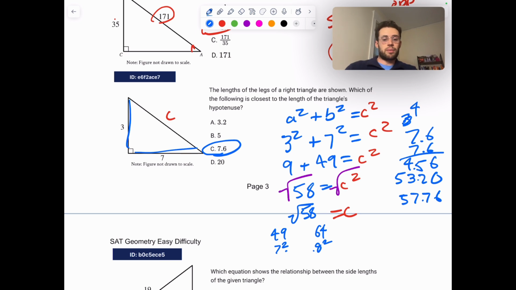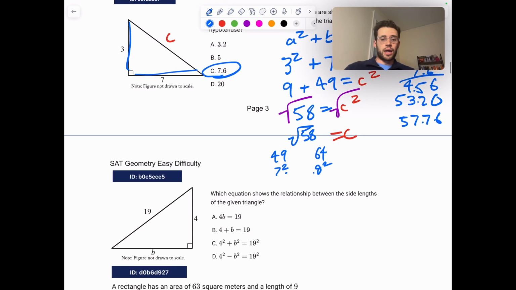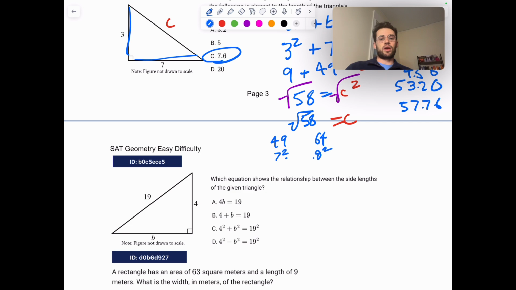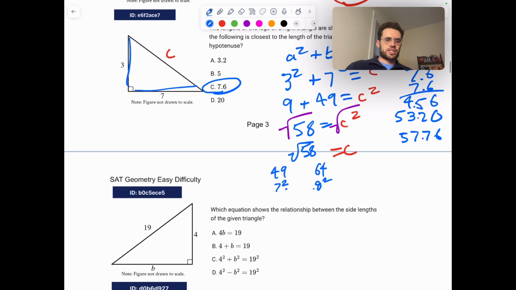This is an irrational number because 58 is not a perfect square. So if you do the square root of it, it will go on forever without repeating. But 7.6 is the closest of those options.